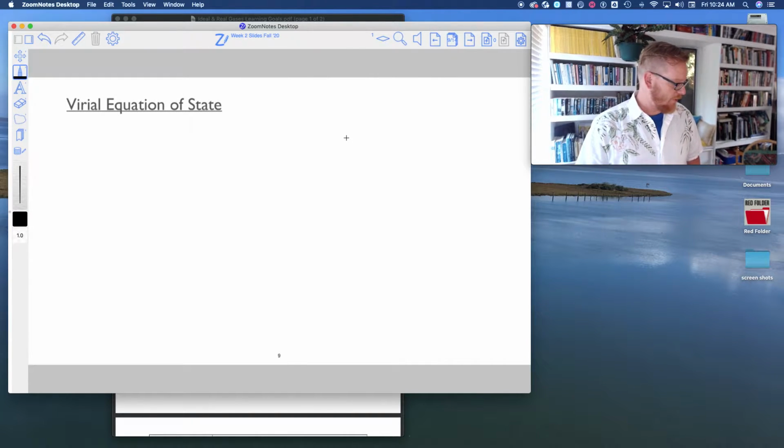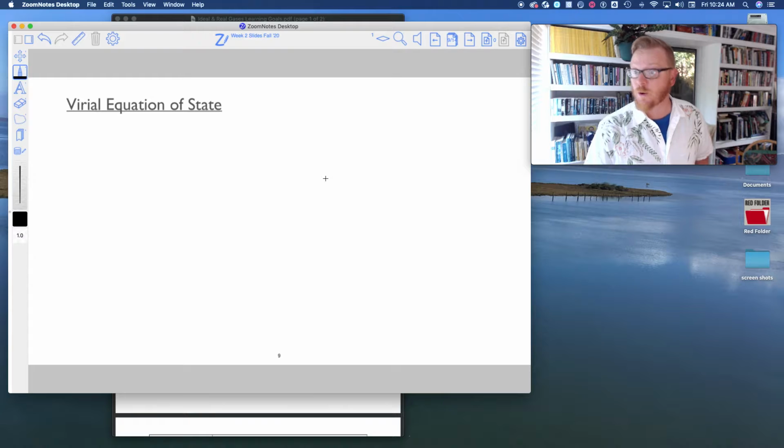So now we get to the virial equation of state, so another type of equation of state. And the virial equation of state is really useful because we can use this idea of compression factor to assist us in the virial equation of state. Okay, so I'm going to go ahead and write it down.